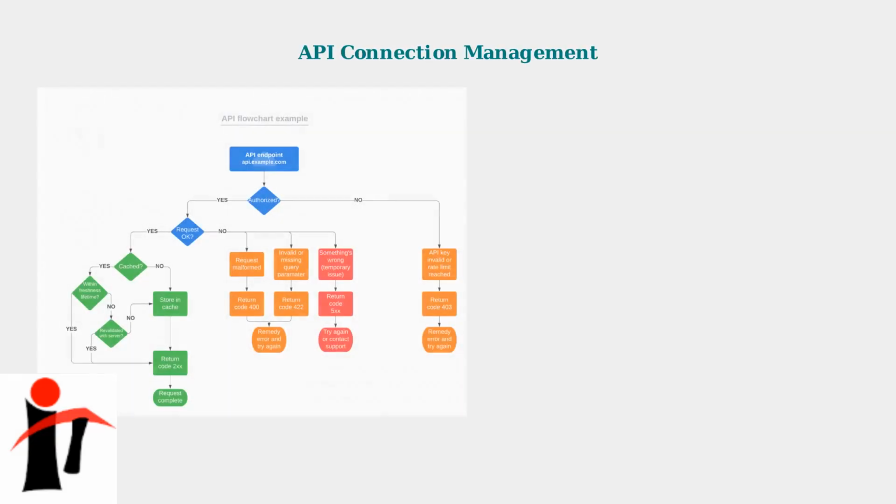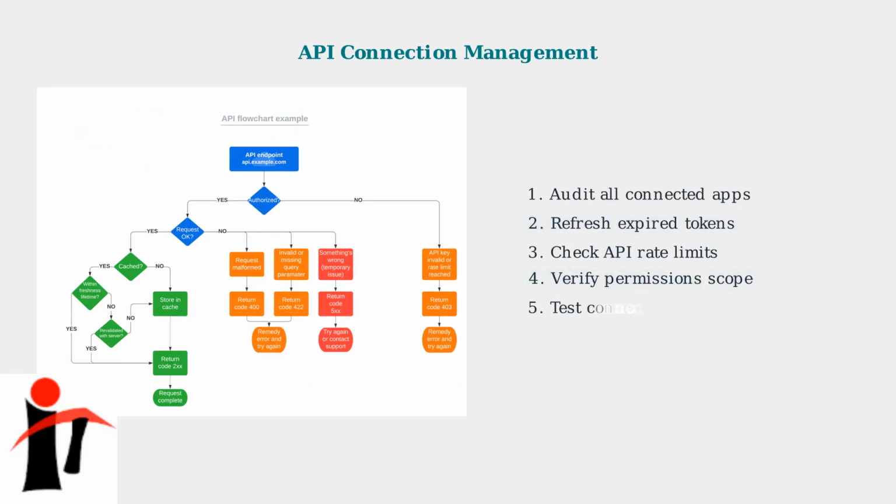Third-party integrations often cause authentication loops and data synchronization issues. Auditing API connections and refreshing tokens resolves most integration-related problems. Regular token refresh prevents authentication failures, while API audits identify problematic third-party connections that may be causing system conflicts.